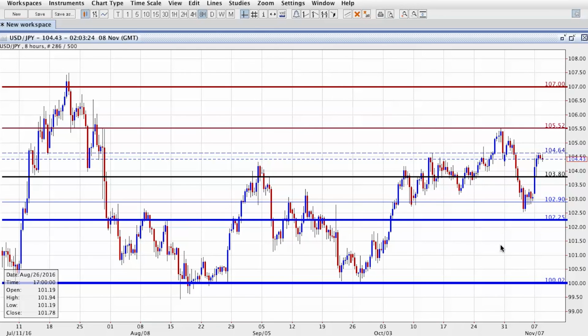So if we do get a Donald Trump win, look for volatility towards the downside. And of course, if you want to be positioned, have a look for that 103.80 for some gauge of the market sentiment on the day.